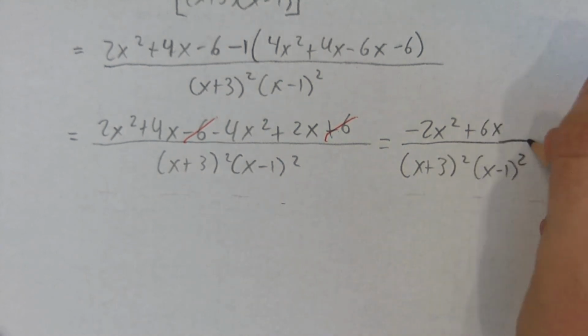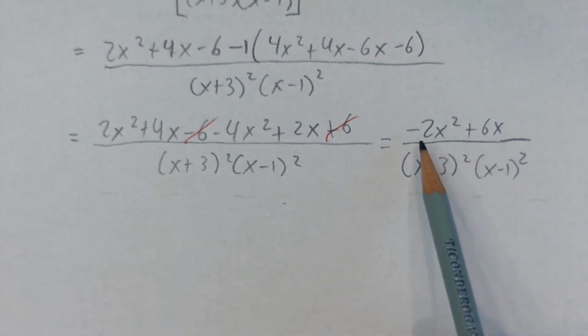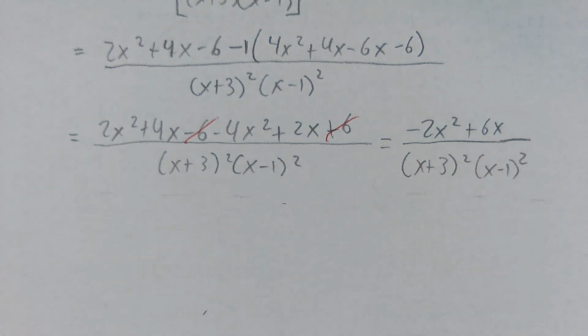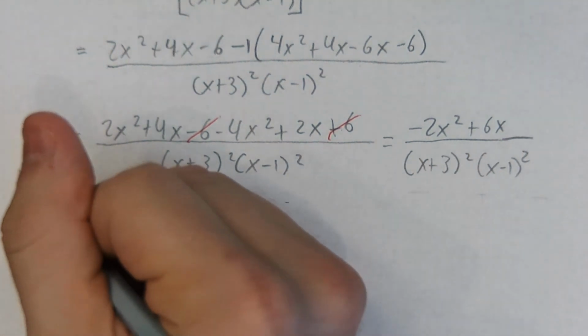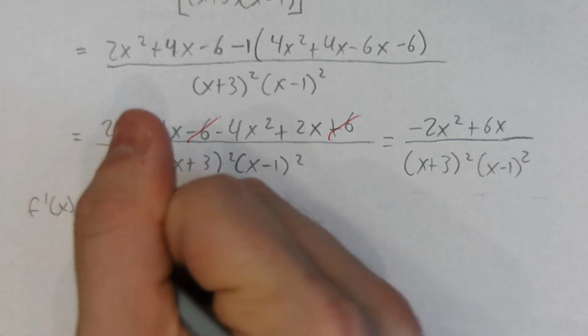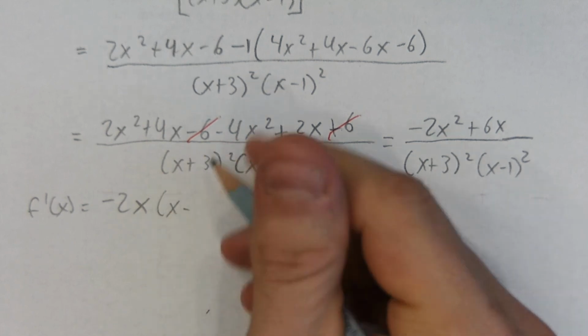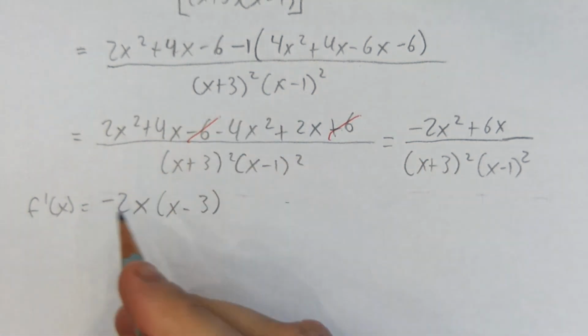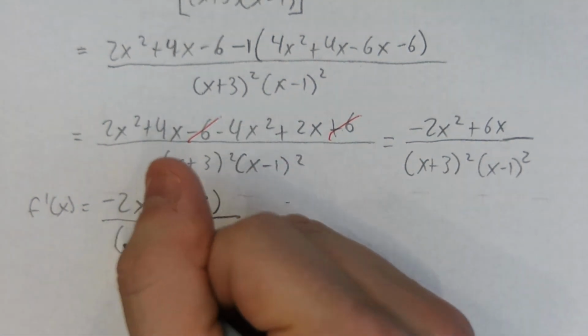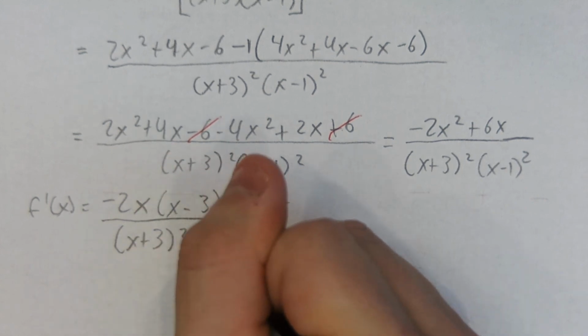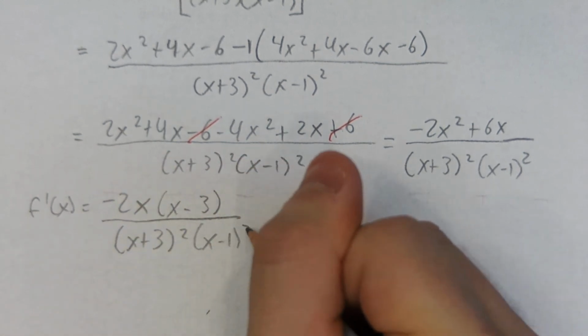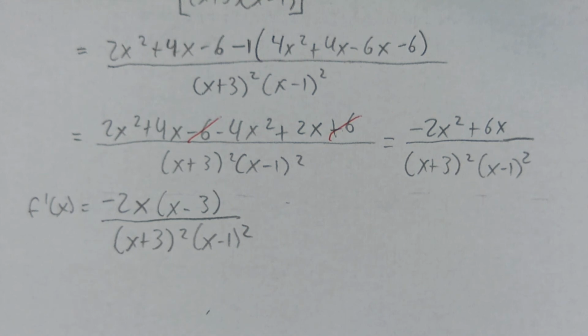And all we have to do is factor the top. If you pull out a negative 2x as a GCF, you will have shown that the derivative is exactly what they asked you to show. So factoring the negative 2x out on the top leaves behind an x minus 3 on the inside. And on the bottom, we just have this x plus 3 squared times x minus 1 squared. Would you believe we did all that work for part A?